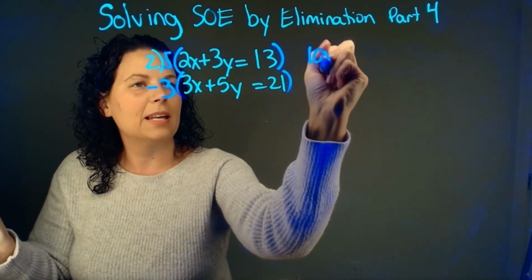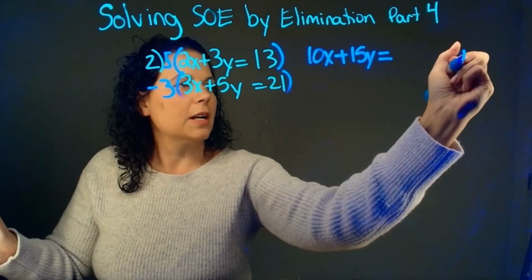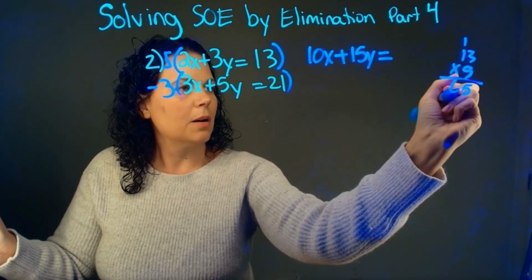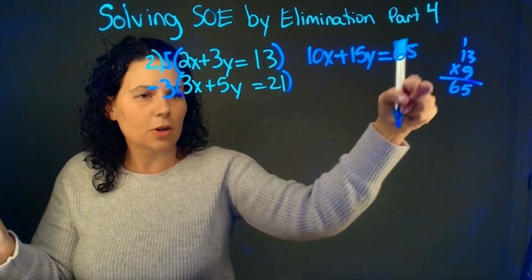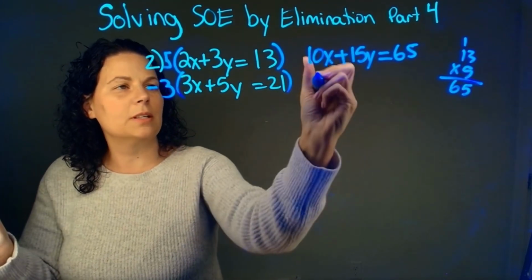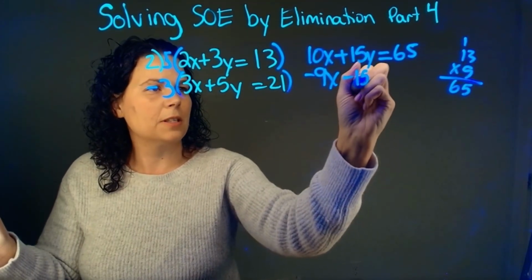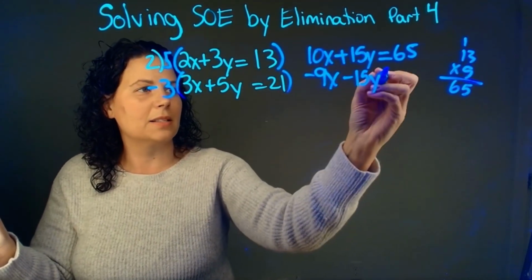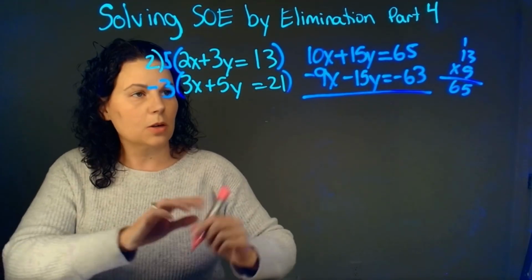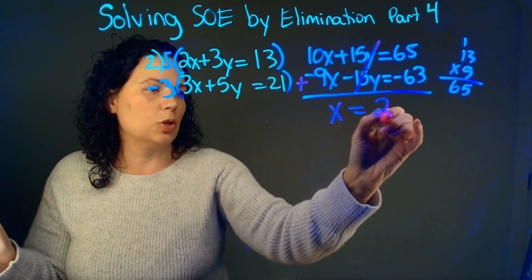This will give me a 10x plus 15y equals 13 times 5. If you can't do it in your head, not a problem. It is 65. Don't be ashamed to come over and do some scratch work. I have to do it too. Negative 3 times 3 gives me negative 9x. Negative 3 times negative 5 gives me negative 15y. See, now they have same number, opposite signs, equals negative 63. Add my equations. The y's cancel. I get x equals 2.